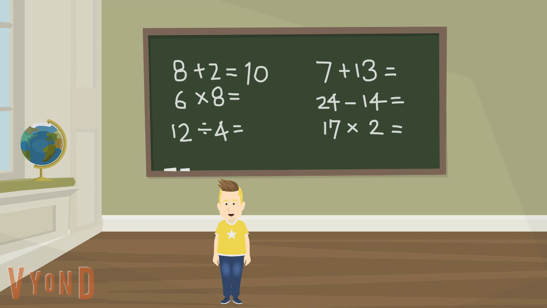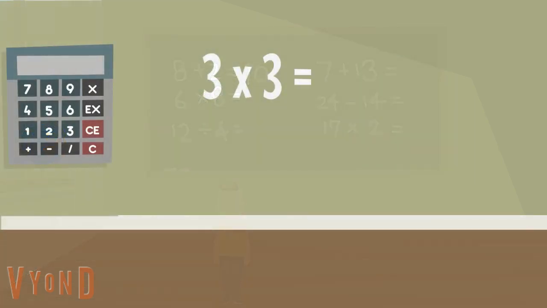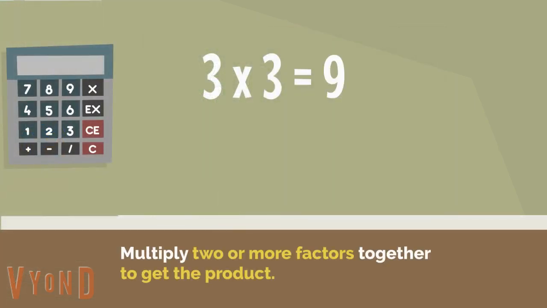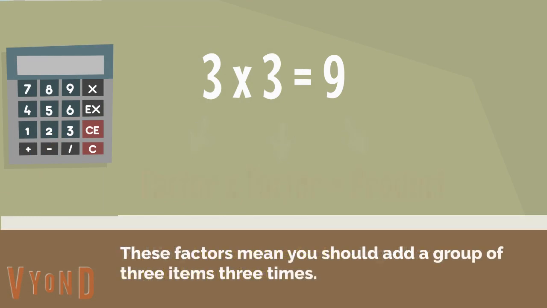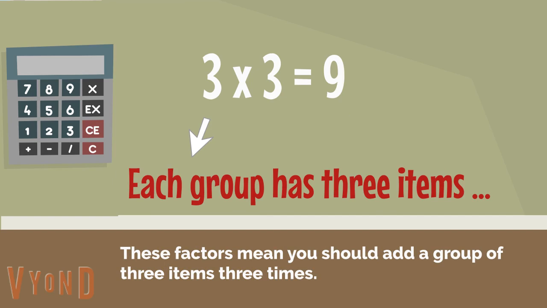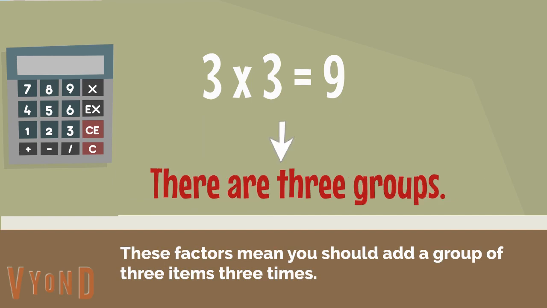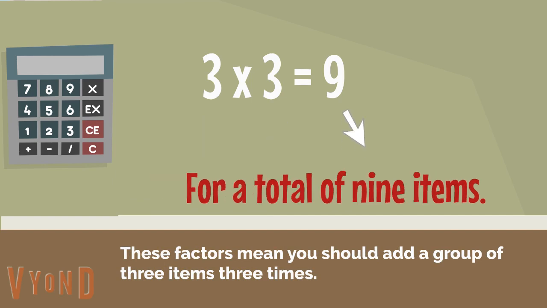I like to think of different ways to solve multiplication problems. Multiplication gets easier once you know the difference between the factors and the product. The factors show you the number of things in a group, and how many times they are added together. The product is the result you get when two or more factors are multiplied.